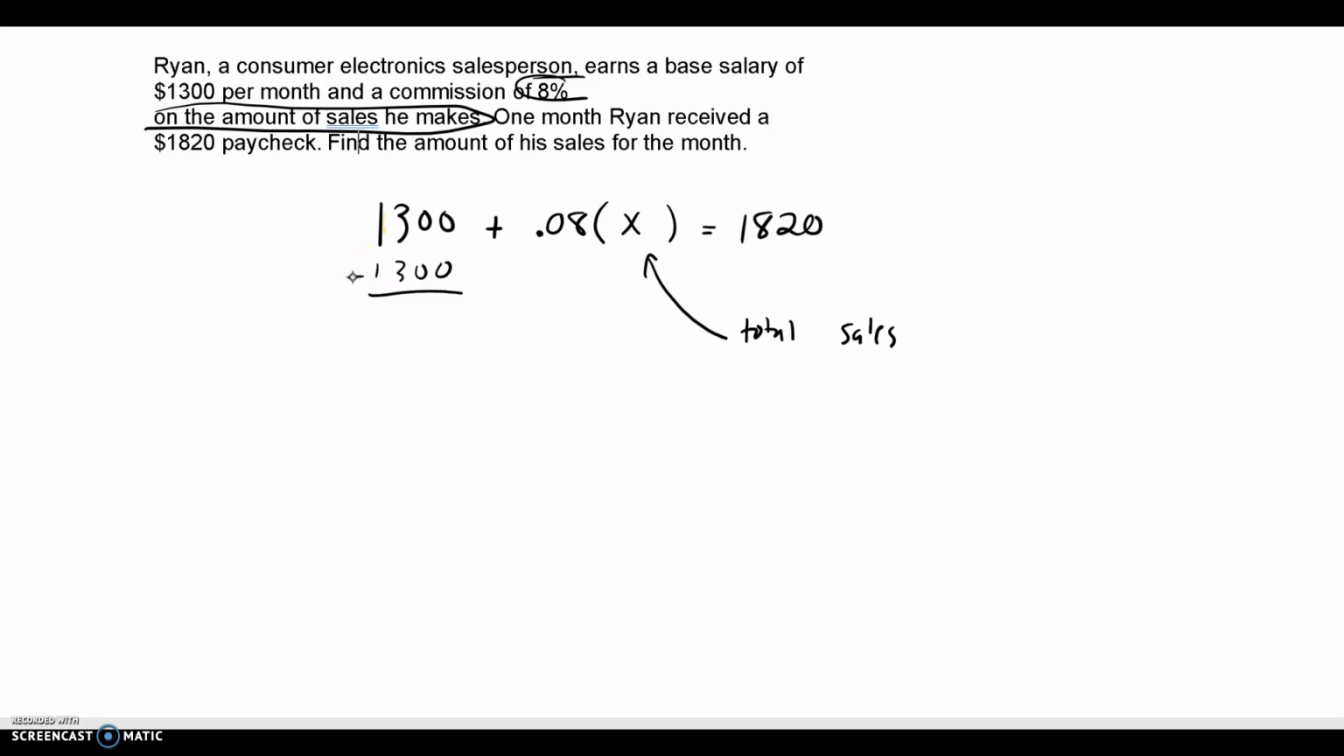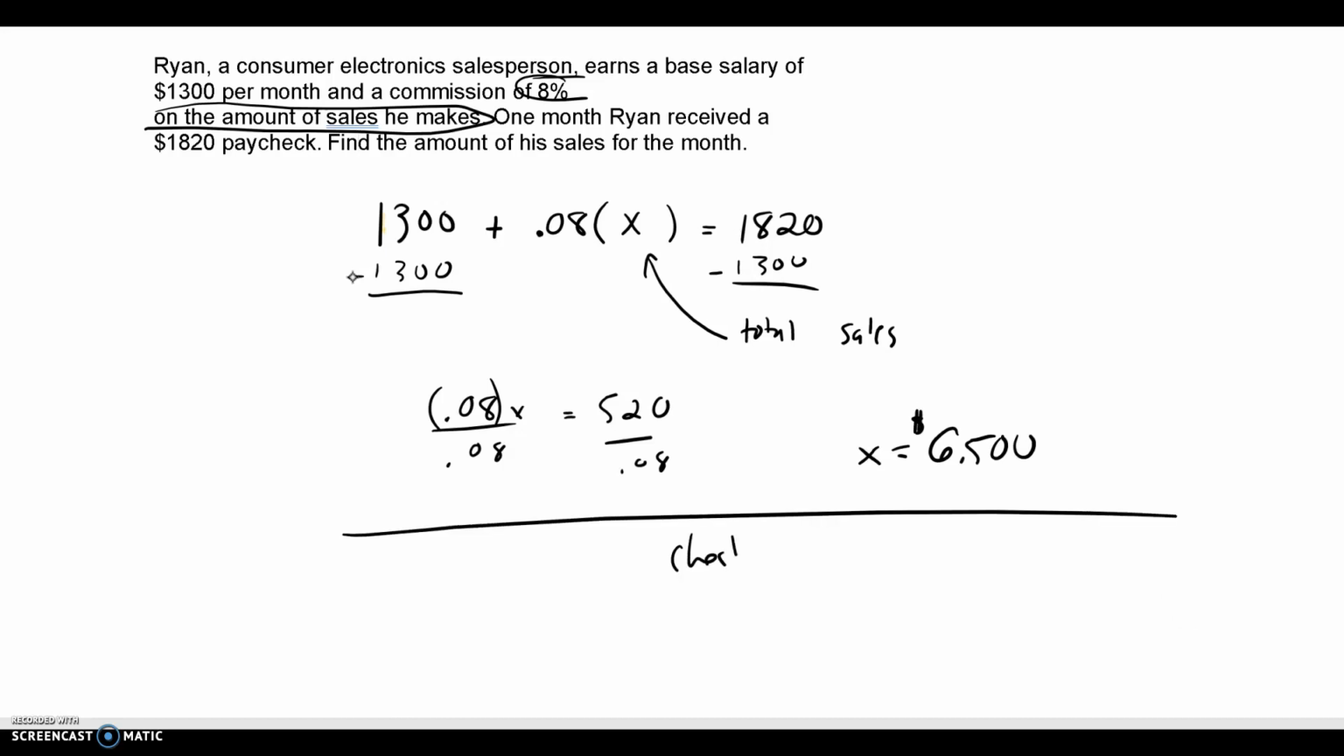It's a linear equation. I'm going to subtract 1,300 from both sides, and that's going to give me 0.08 times sales. Remember, 8% as a decimal is 0.08. That should be 520. And then I'm going to divide both sides by 0.08 to see what his sales are. And if I do that, 520 divided by 0.08 is $6,500.